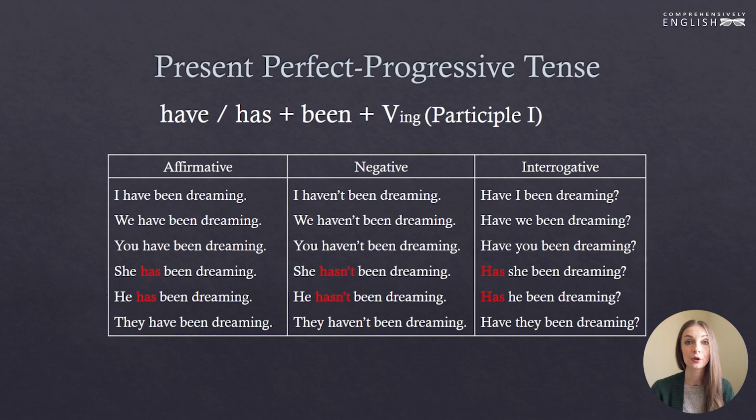With the third person singular, you don't use "have," you use "has." The negative particle "not" in negative statements is added to "have" or "has." I haven't been dreaming, we haven't been dreaming, they haven't been dreaming, she hasn't been dreaming, he hasn't been dreaming, and they haven't been dreaming.